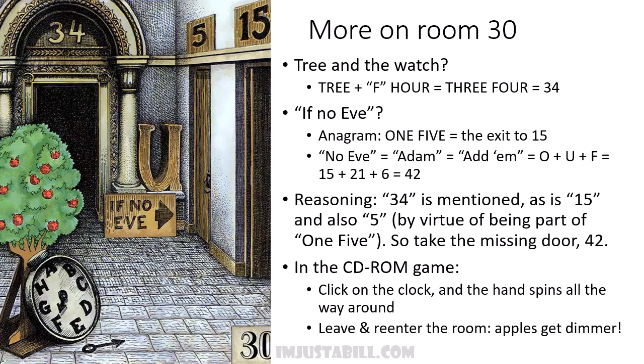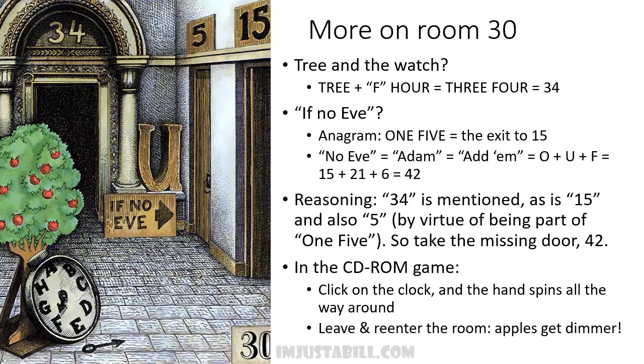In the middle of the room, we've got this fake tree and what looks like a giant watch. One of the hands is falling down, and instead of the numbers 1 through 12, we've got letters. Some fans have interpreted that as, you have a tree, and the hour hand of this clock is pointing to an F. So you have tree, F, hour. Rearrange those letters slightly, you get the words 3-4, which kind of indicates 34.